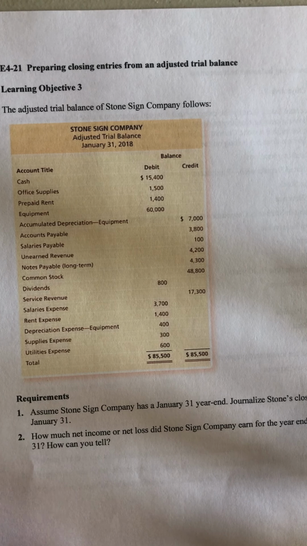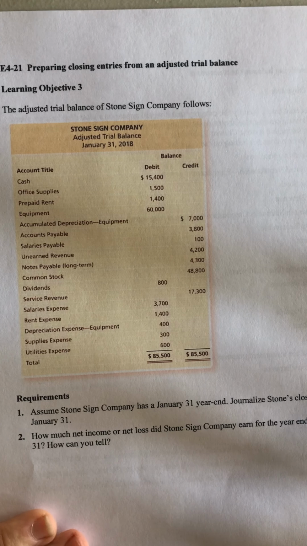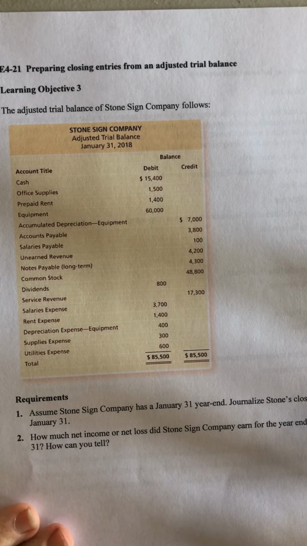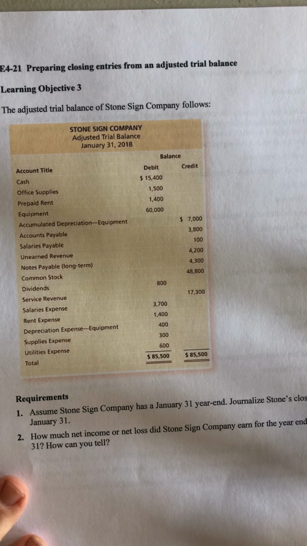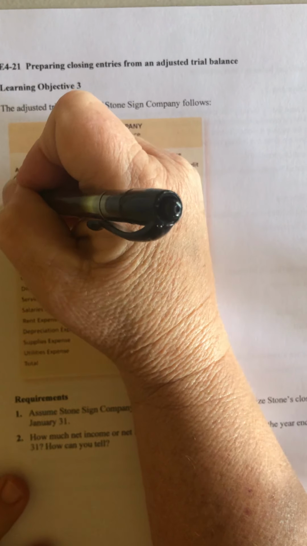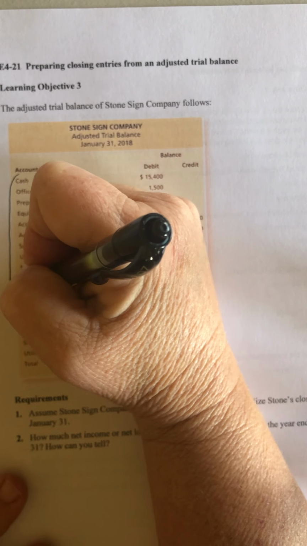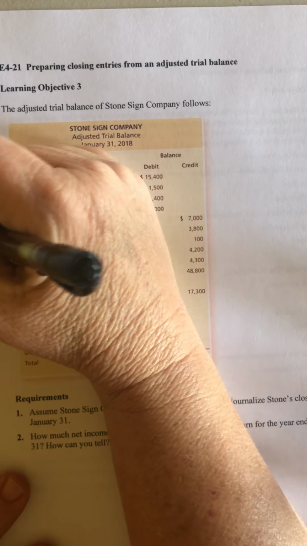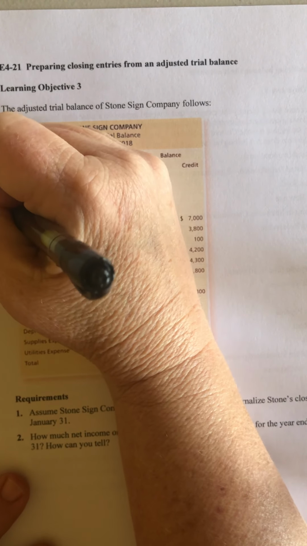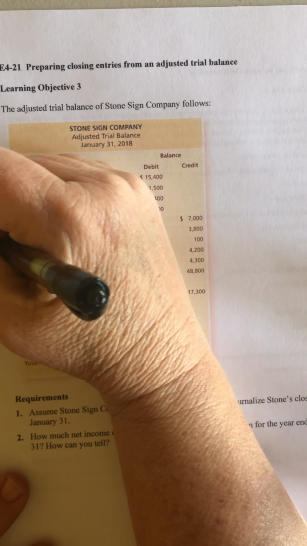421. The adjusted trial balance of Stone Sign Company follows, and we're supposed to do the closing entries and then say how much net income was and how do we know. Remember, when you do closing entries, you only close temporary accounts. Your assets, your liabilities, and your equity accounts are permanent and you don't close them.